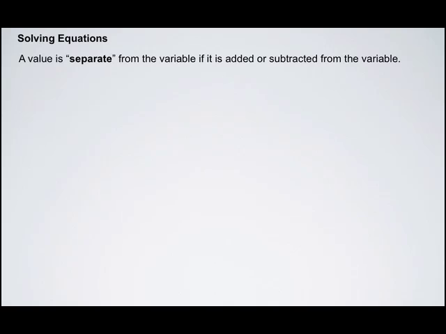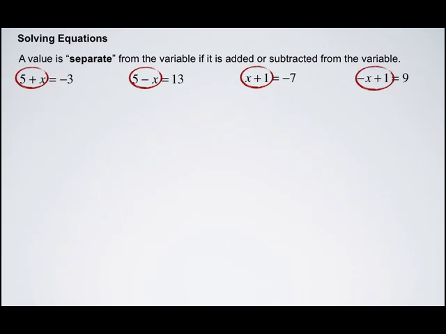Solving equations. A value is separate from the variable if it is added or subtracted from the variable. For instance, 5 is separate from x in 5 plus x. 5 is separate from x in 5 minus x, and 1 is separate from x in x plus 1, and 1 is separate from negative x in negative x plus 1. Those are all separate variables.